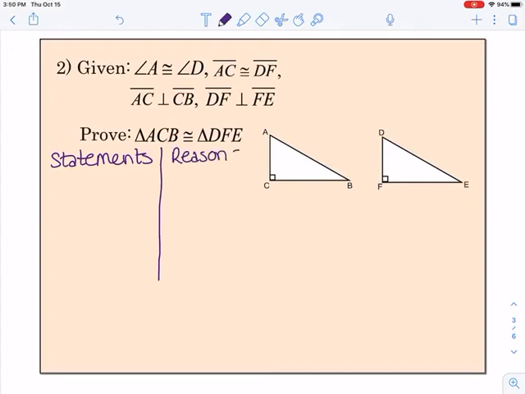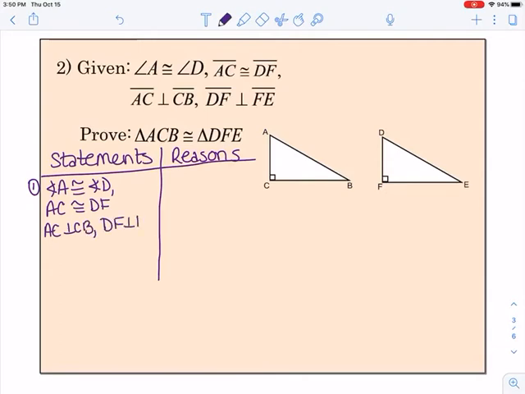First thing that is always going into the statement side is your given. So I have quite a few givens here. I have angle A is congruent to angle D. I have AC is congruent to DF, and I have AC is perpendicular to CB, and DF is perpendicular to FE. And all that I know is true because it's given. So again, let's mark some stuff off in our picture from that given. I have, again, angle A is congruent to angle D, and side AC is congruent to side DF.